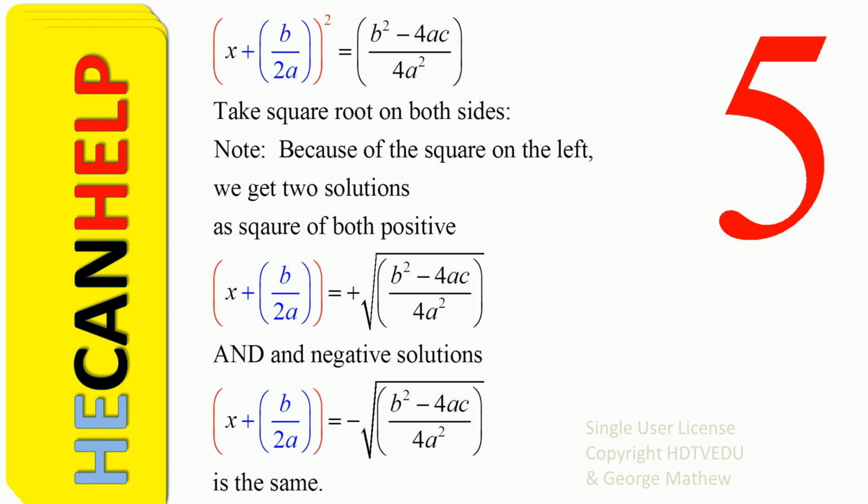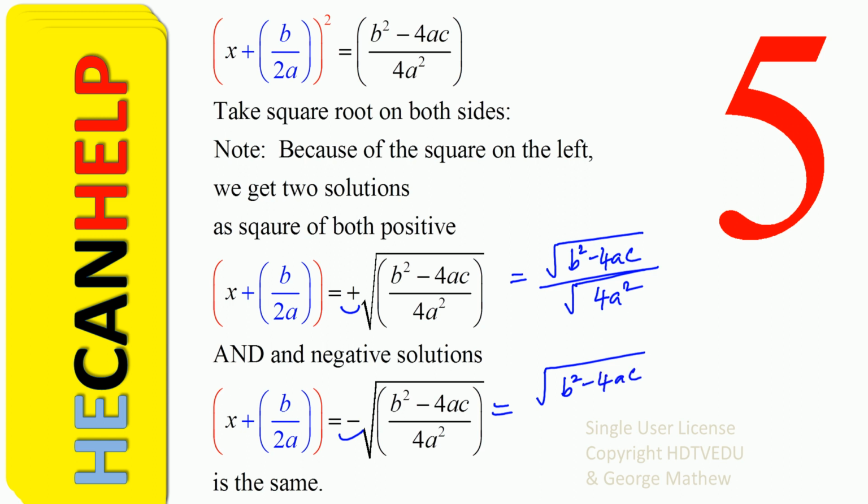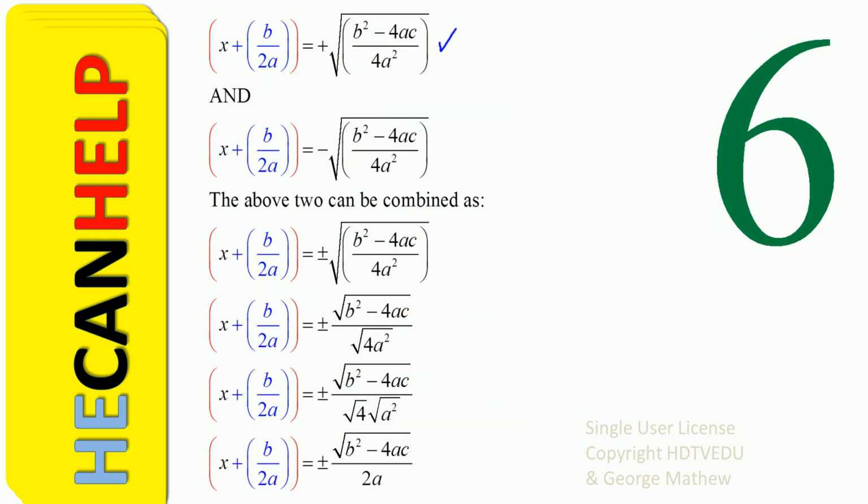Once you get there, x plus b over 2a squared is equal to b squared minus 4ac divided by 4a squared. You have to take the square root on both sides. So we get a positive solution and a negative solution. Square root of b squared minus 4ac divided by 4a squared is as good as square root of b squared minus 4ac divided by square root of 4a squared. And please don't forget, we have a negative in front of the second one. From the plus, we have this. From the minus, we have this. And I have taken the square root.